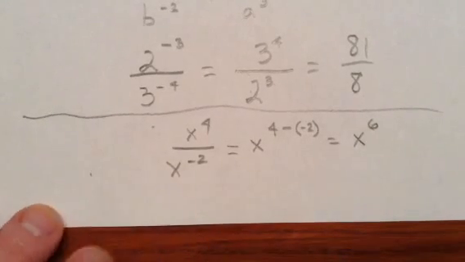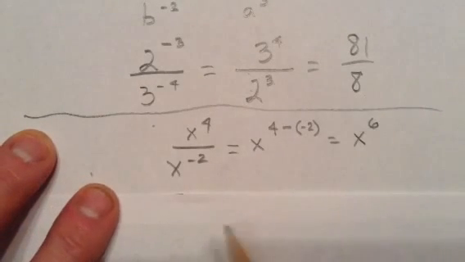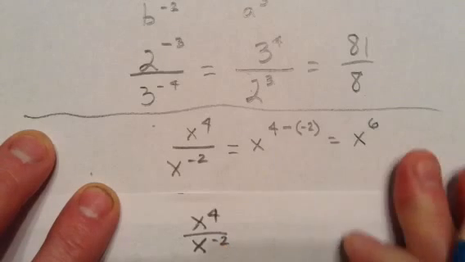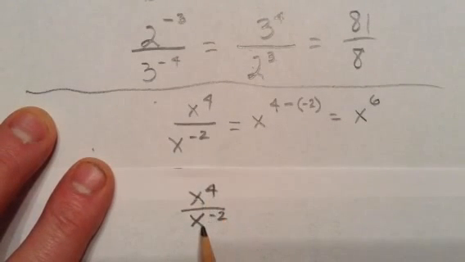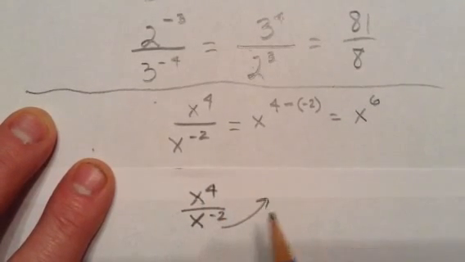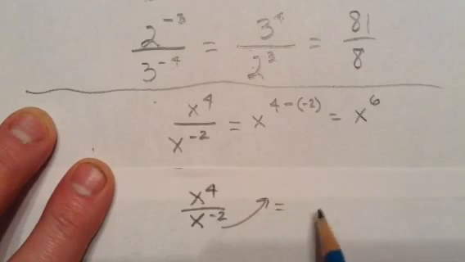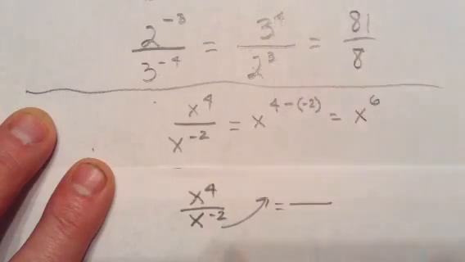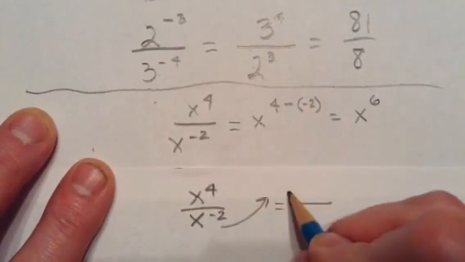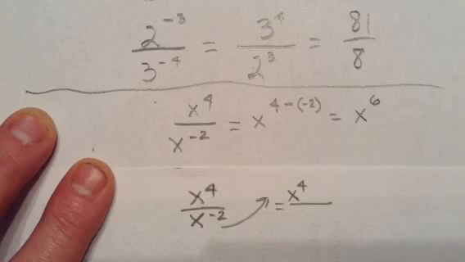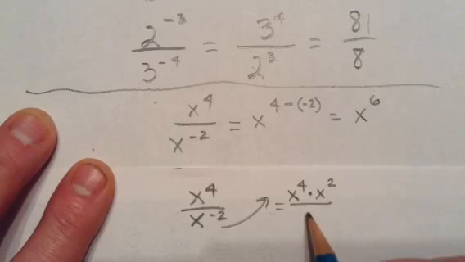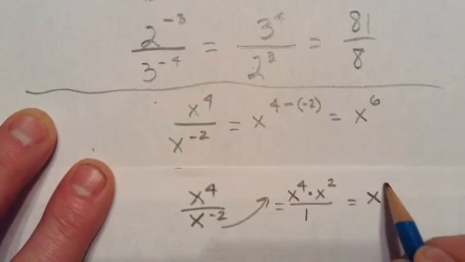Or you could do it this way. You can say this negative 2 in the denominator is going to pop up to the numerator and become positive. Remember, if we switch positions, the exponent becomes positive. So this x to the 4th is staying put. It's already got a positive exponent. But this guy on the bottom with a negative exponent is going to pop up to the top, and his exponent is going to become positive. And we have this.